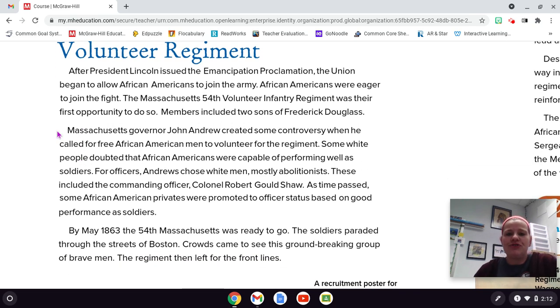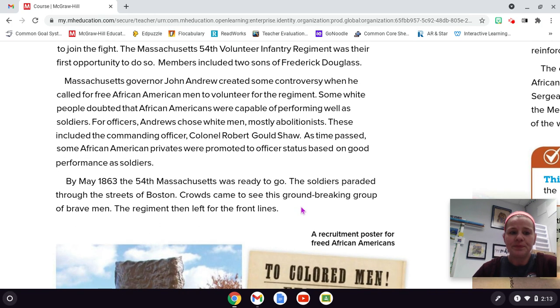Massachusetts Governor John Andrew created some controversy when he called for free African American men to volunteer for the regiment. Some white people doubted that African Americans were capable of performing as well as soldiers. For officers, Andrew chose white men, mostly abolitionists. These included the commanding officer, Colonel Robert Gould Shaw. As time passed, some African American privates were promoted to officer status based on good performance as soldiers.